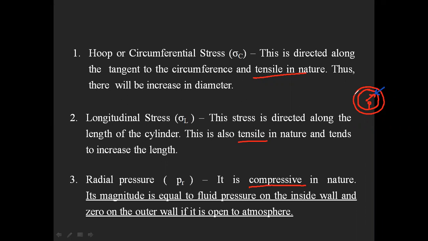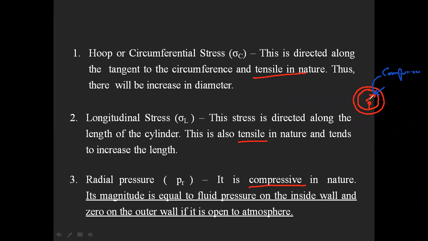So this internal wall will have a resistance towards the pressure. In terms of what type of force is it? What type of nature is it when two forces are towards each other? Compressive, sir. Very good. Compressive. So in that way, the radial pressure is compressive in nature.